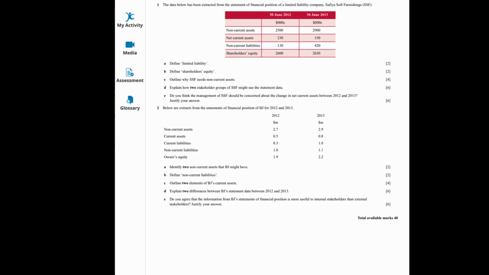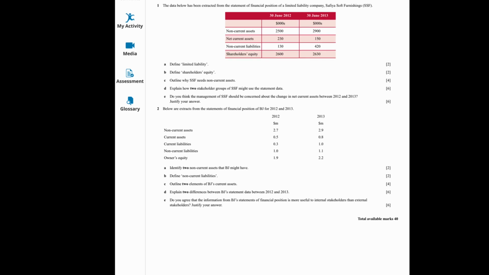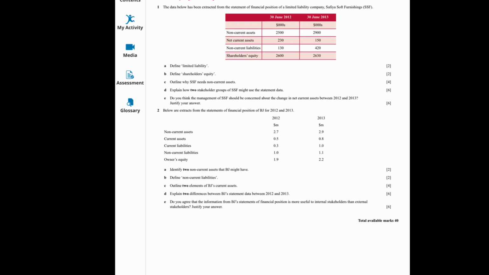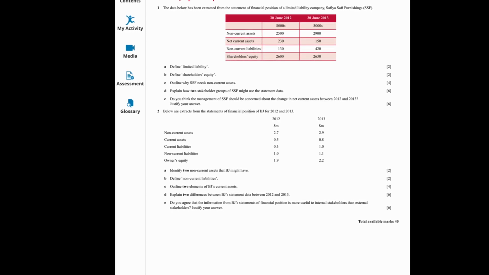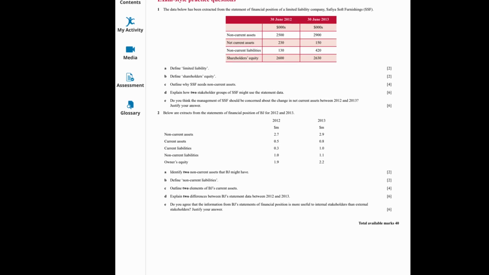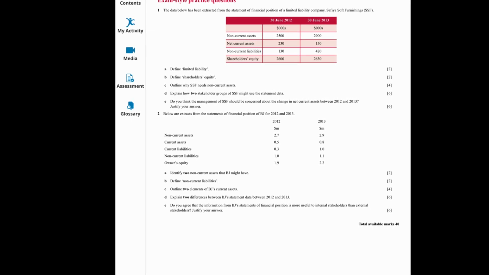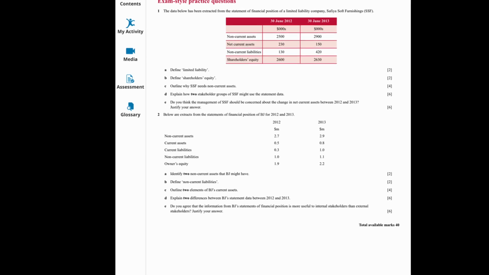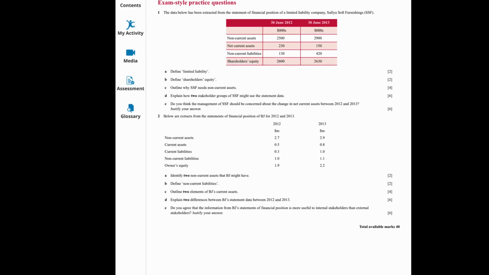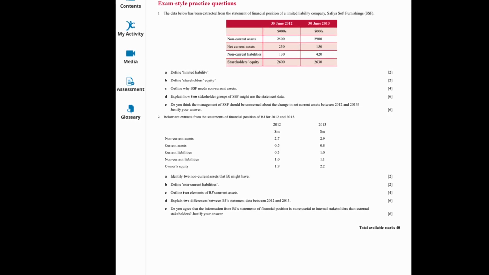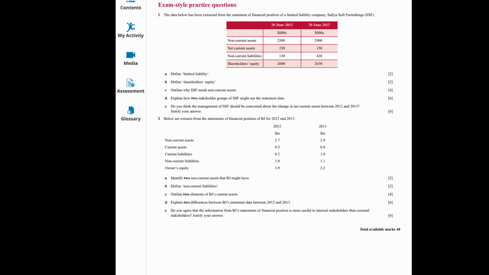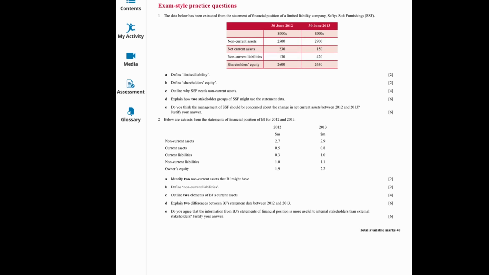Let's look at question number 2. Below are extracts from the statement of financial position of BJ's for 2012 and 2013. Non-current assets are 2.7 for 2012 and 2.9 for 2013. Current assets are 0.5 for 2012 and 0.8 for 2013. Current liabilities are 0.3 for 2012 and 1.0 for 2013. Non-current liabilities are 1.0 for 2012 and 1.1 for 2013. Owner's equity is 1.9 for 2012 and 2.2 for 2013.